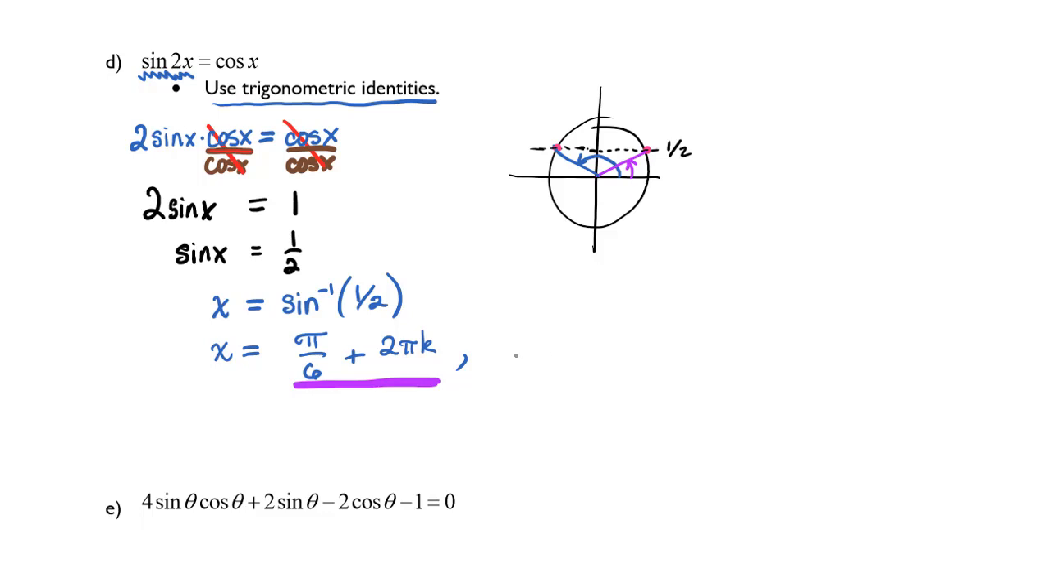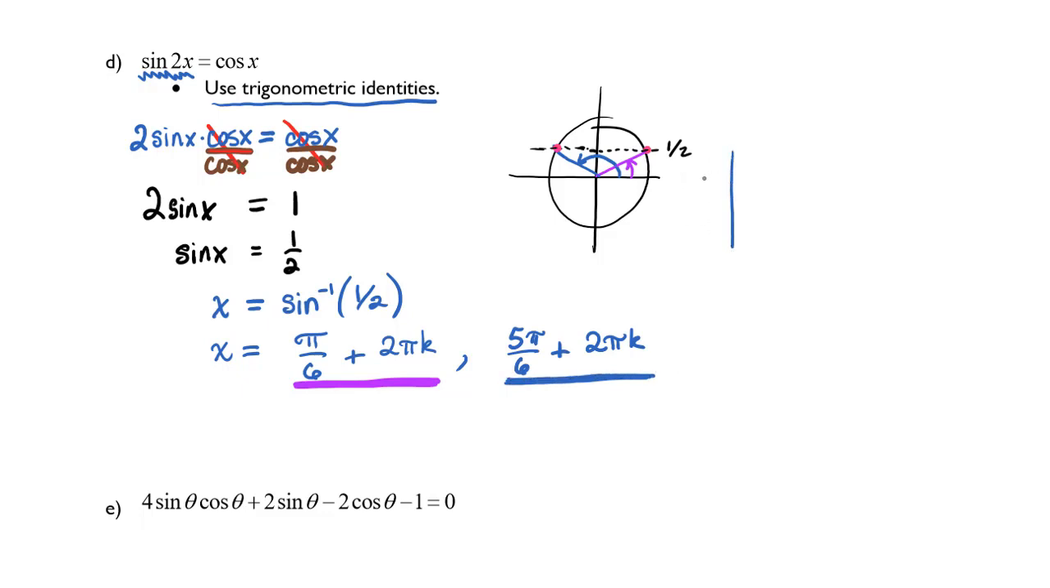And then the other angle is pi minus pi over 6. That's going to equal 5 pi over 6 plus every additional rotation can be represented by 2 pi k. And that is my second angle on the sketch I drew.